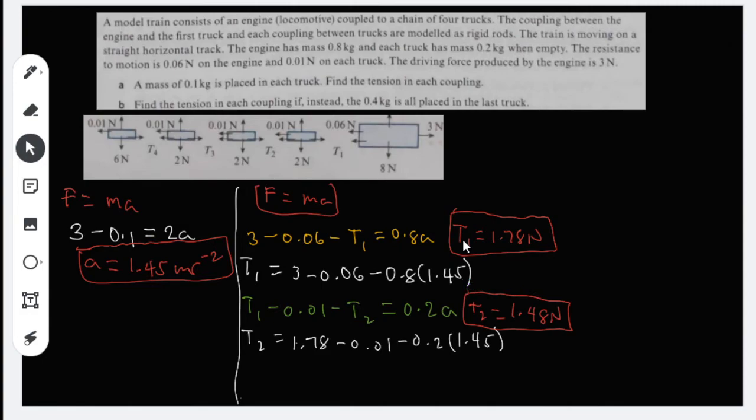Okay, now let's proceed to T sub 3. To be able to compute for T sub 3, that will be T sub 2 minus 0.01 minus T sub 3 is equal to, still the same, 0.2a.